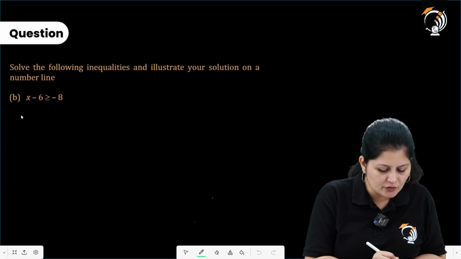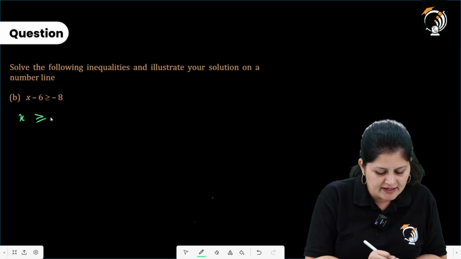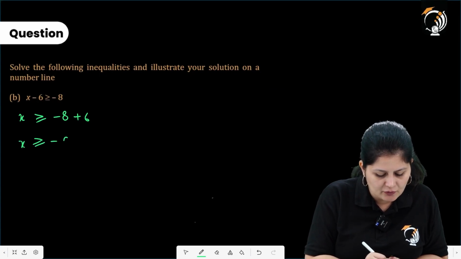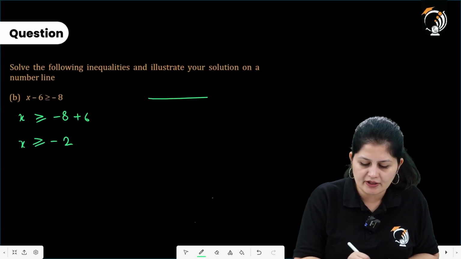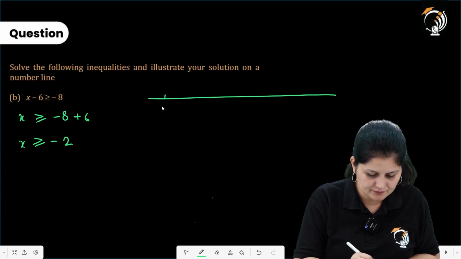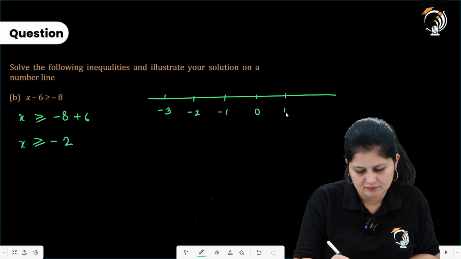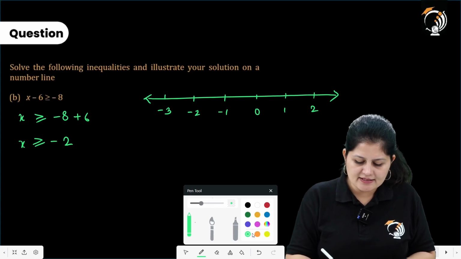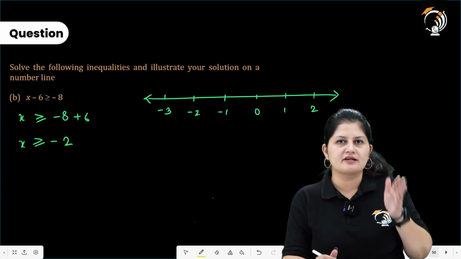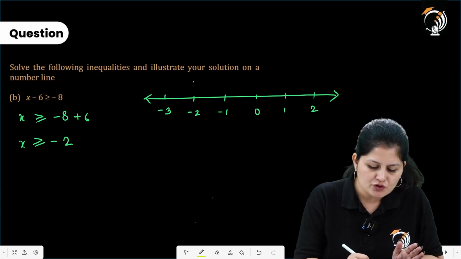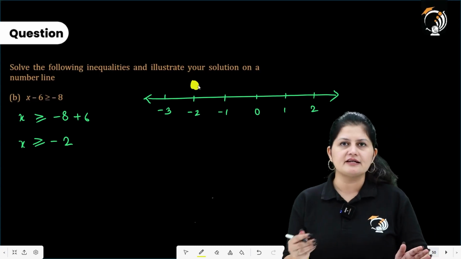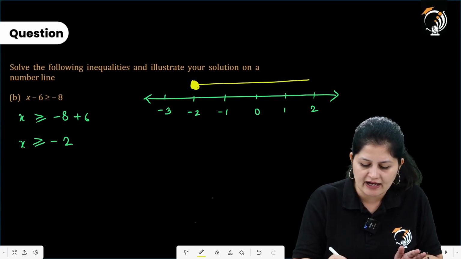Moving to one more example here, it says x minus 6 is greater than or equal to minus 8. Let's add 6 on both the sides. So x is greater than or equal to minus 8 plus 6, and we will get x is greater than or equal to minus 2. While making it on the number line, as it includes minus 2, on minus 2 we are going to have a solid circle, while it is greater than, so we are going to have the numbers towards the right of it.